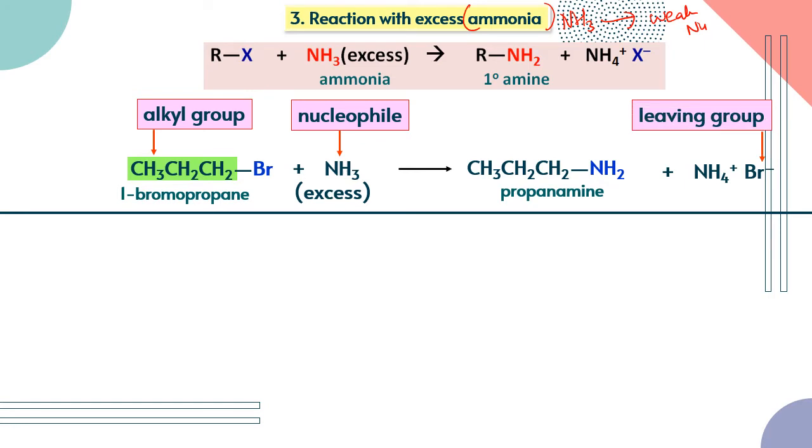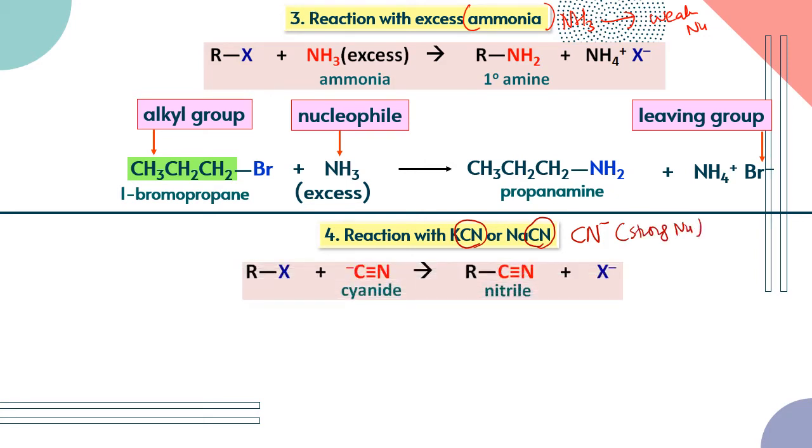Okay, so Br minus over here is the leaving group. Reaction number 4 is reaction with KCN or NaCN. The real nucleophile over here is your cyanide ion, CN minus. CN minus is a strong nucleophile. Okay, so let's look at the equation.